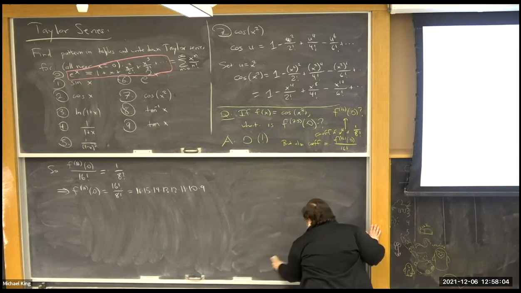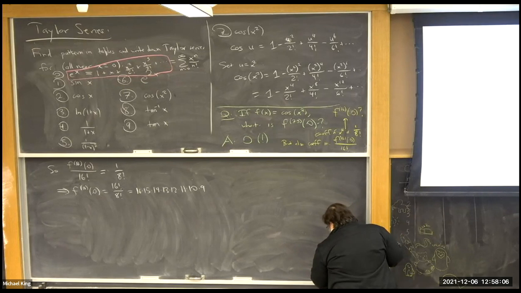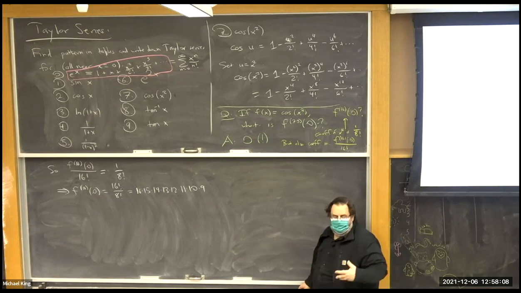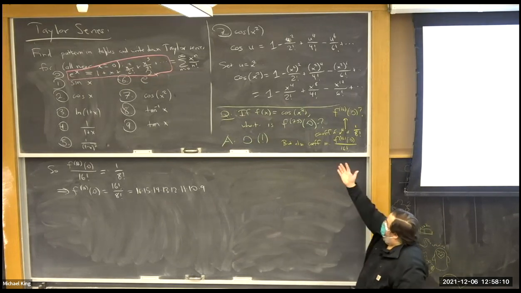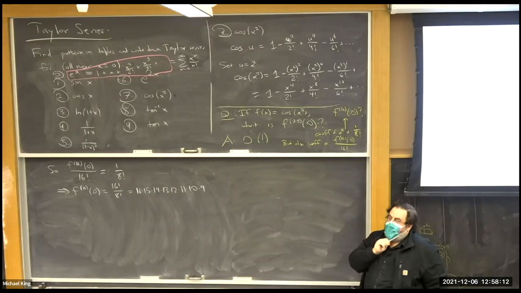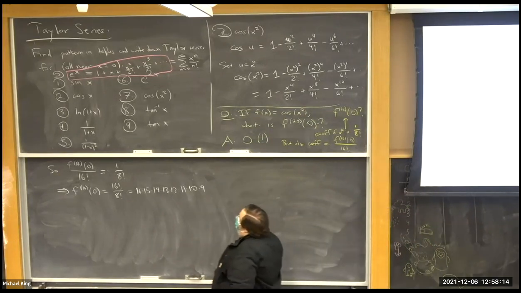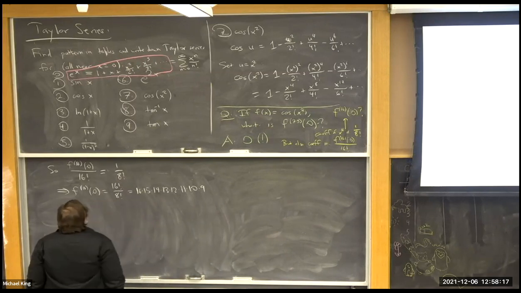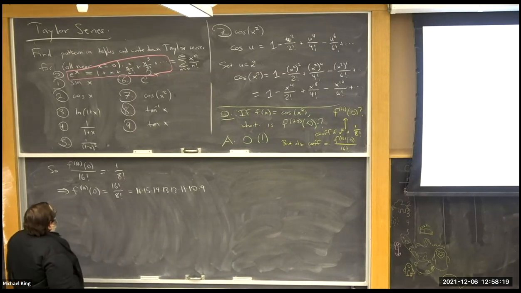Like, so that's a big thing. Once you know Taylor series, the next big thing is constructing other Taylor series from known Taylor series. That's kind of what we did with the cosine of x squared. That's what we did with e to the 2x. I claim you can do the same thing with all three of these.